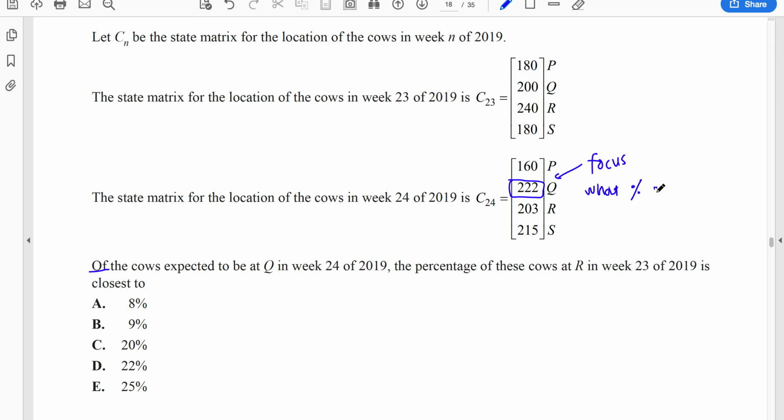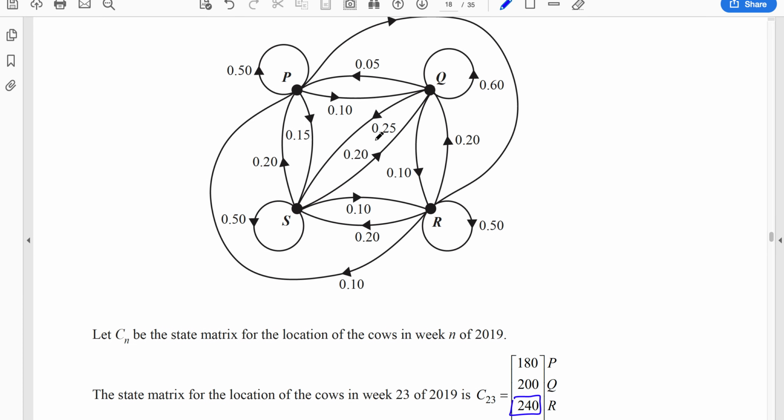What percentage of these 222 came from R? It's essentially what it's asking. So in R, in week 23, so the week before, there's 240. So what we really need to know is how many of these 240 are going to go from R to Q. And this is where our diagram is going to help us out.